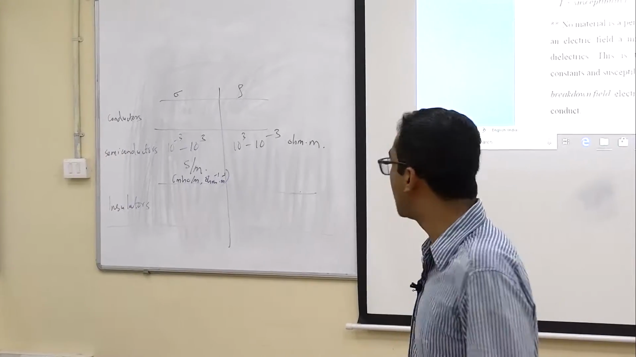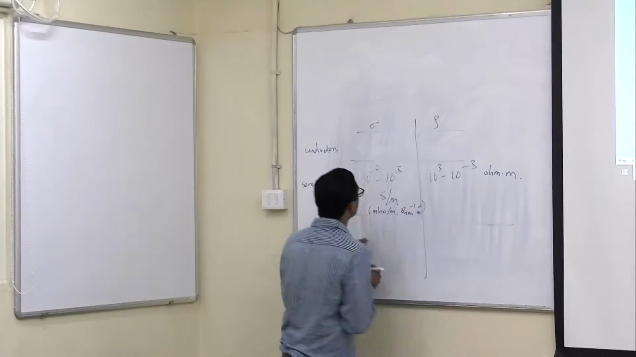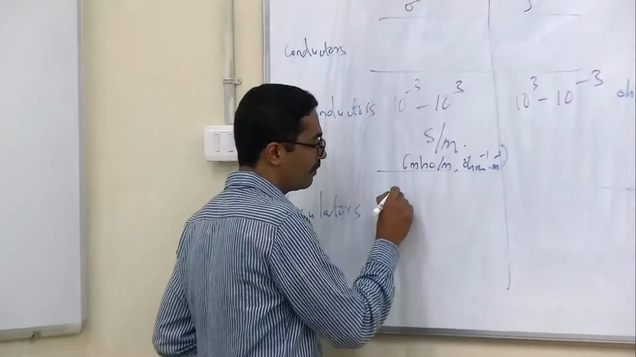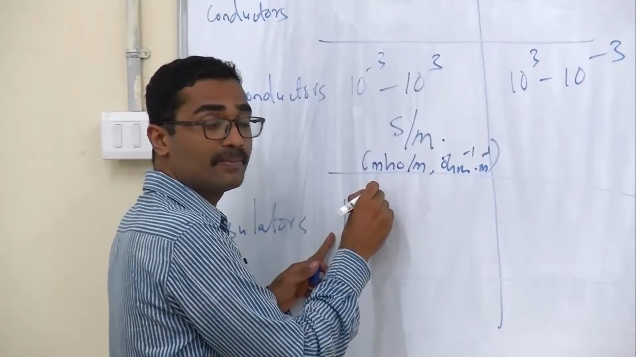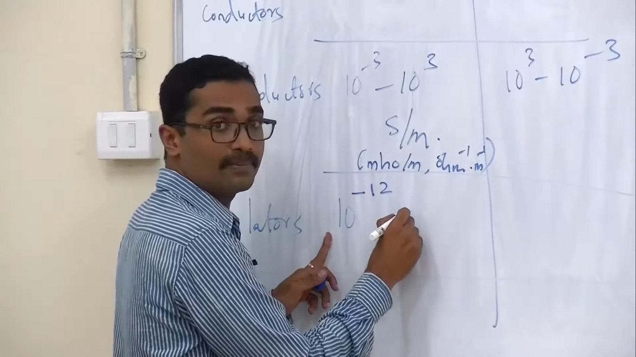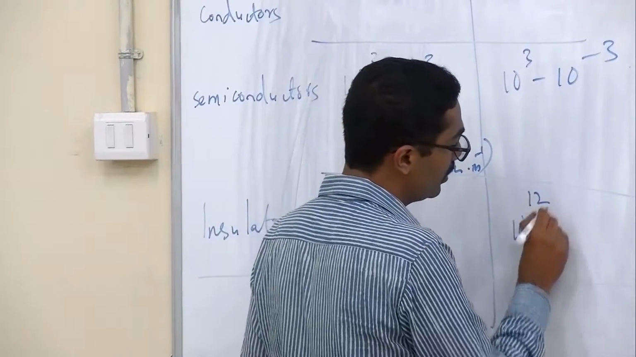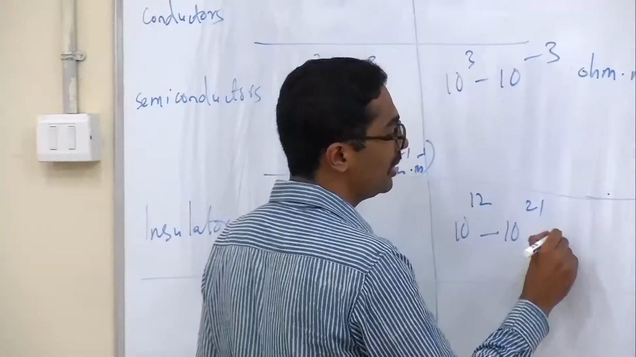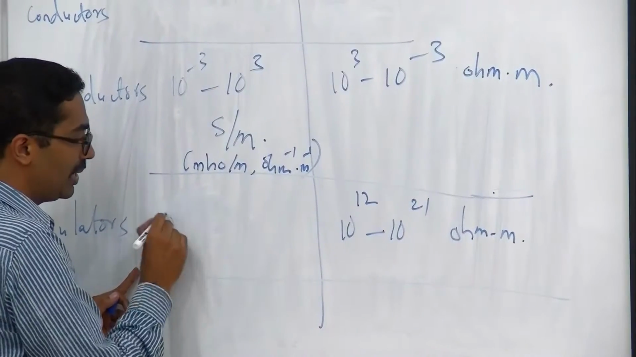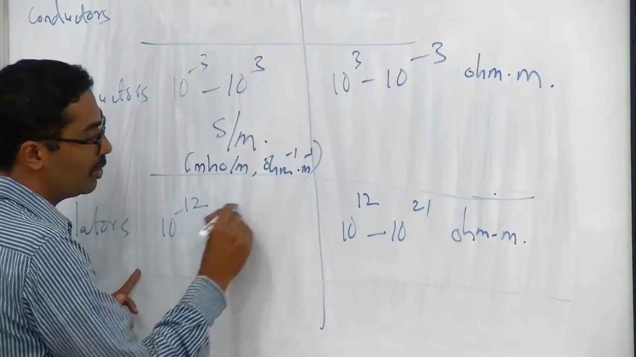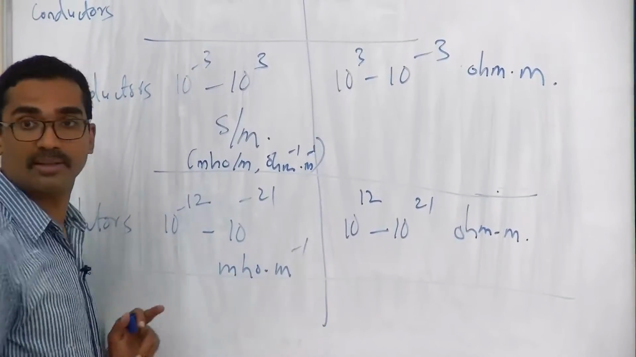For insulators, tell me the resistivity. Ten to the power of 12 to 10 to the power of 21 typically ohm meter, that is correct. So by extension this will be 10 to the power of minus 12 to 10 to the power of minus 21 mho per meter, or Siemens per meter. Agreed?